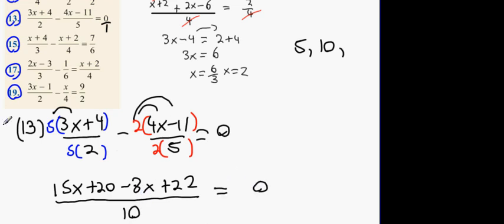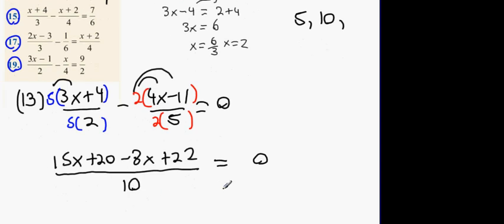Now, is 0 the same number as 0 divided by 10? What's 0 divided by 10? 0. What's no money shared between 10 people? No money each. Okay. Now the zeros cancel. And what are we left with? 15x minus 8x. So you only get a 7x. 20 plus 22 equals 0.